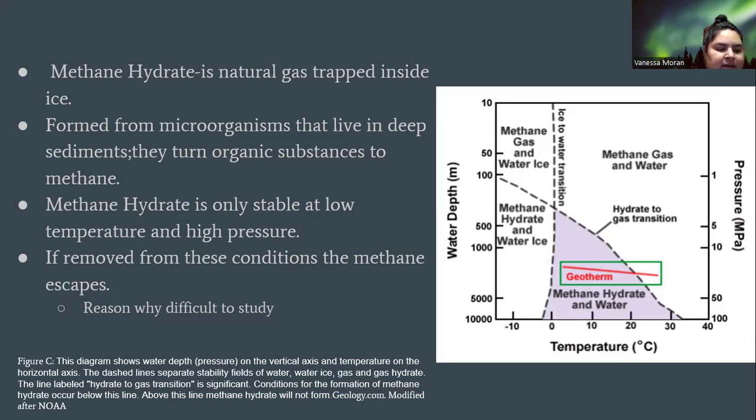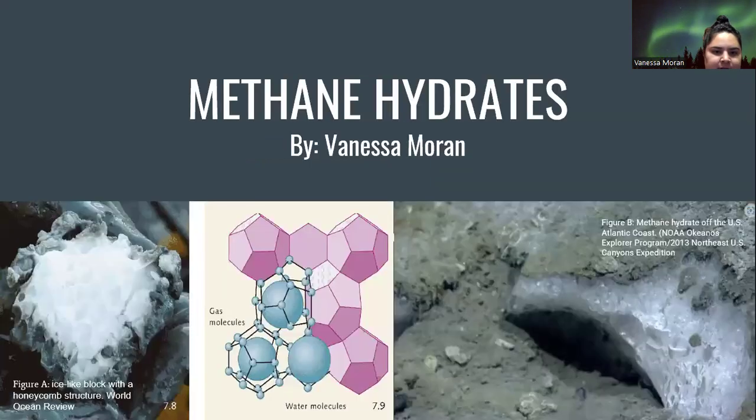What is a methane hydrate or a methane clathrate? It's what they call the natural gas when it's trapped inside ice. So as we can see here, it has a clathrate compound or lattice that traps molecules, gas molecules, inside of it. The structure resembles an ice-like honeycomb.